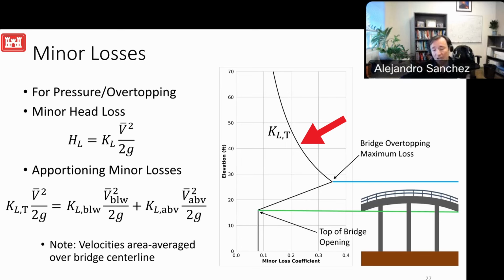And then in RAS, because we have a 2-layer approach, we have to apportion that total loss coefficient to above and below the bridge, and this is the equation that we use. And this is all based on average velocity. So the minor losses that we apply, similar to that drag factor that Cam was talking about, we compute its value based on area average velocities, and then we apply that coefficient in a spatially constant way at all the faces underneath the bridge and above the bridge as well. And you have different values above and below the bridge.